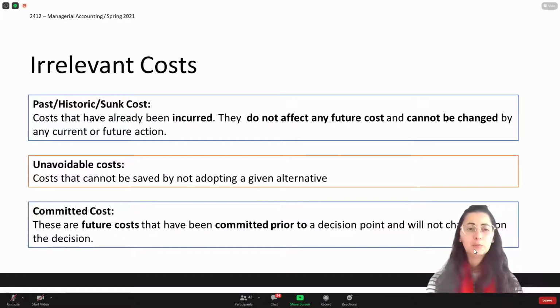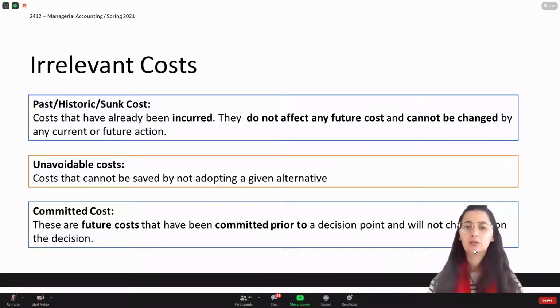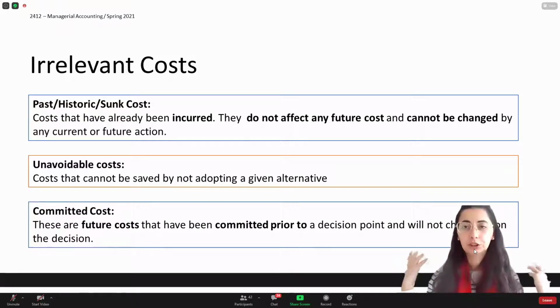Then we have here examples of irrelevant costs. So one, what you mentioned before, is sunk costs. These are past or historic costs. These are costs that have been incurred in the past, and they do not affect the future. Okay? No matter which product I decide to sell, A or B, the costs that I incurred in the past will not change because they have been incurred already. Okay? So this is irrelevant. These types of costs are irrelevant.